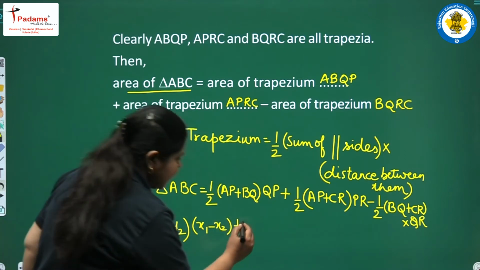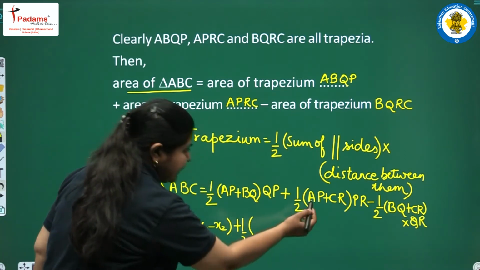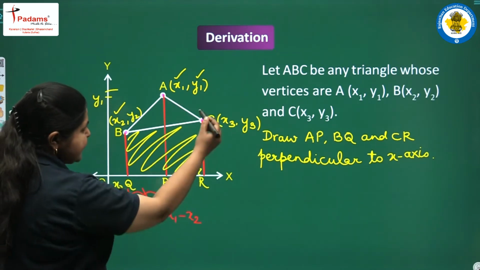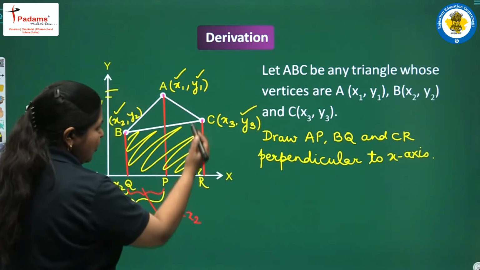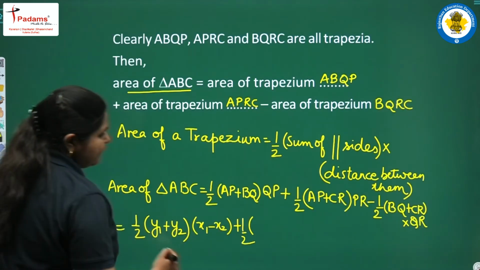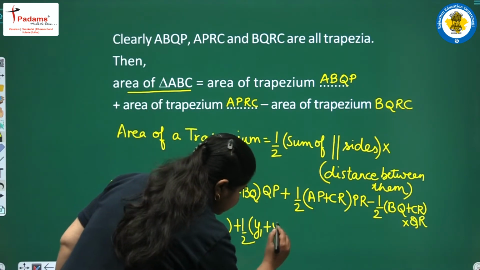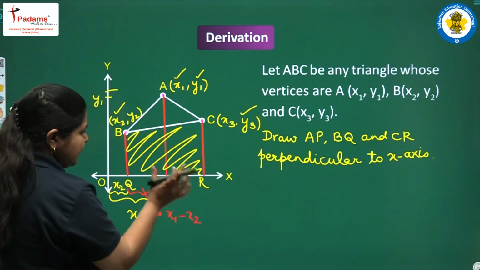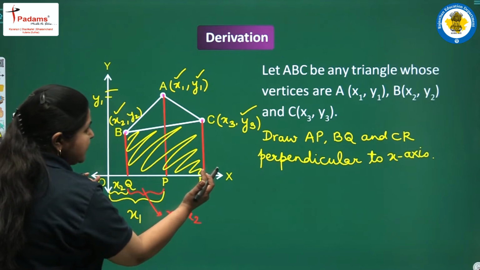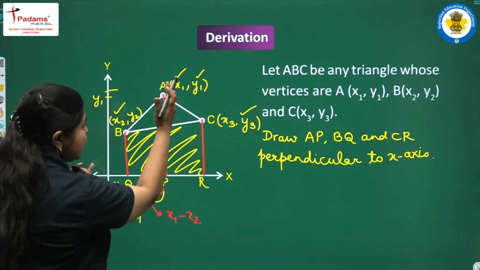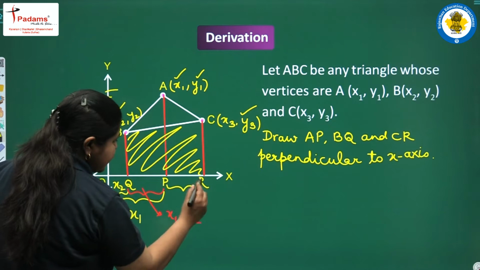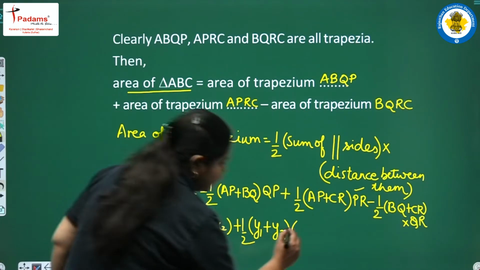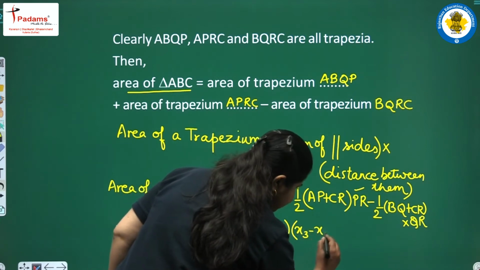Plus again here we have half. Similarly we can write AP plus CR. AP is nothing but y1 and CR is nothing but y coordinate of point C. So we have y1 plus y3. Again we need to find this PR. For this just have a look, PR. यहाँ तक की लेंथ आपकी हो गई x3 और यहाँ तक की लेंथ हो गई आपकी x1. तो ये जो डिस्टेंस है ये हो गया आपका x3 माइनस x1 एंड सो वी राइट हियर x3 minus x1.